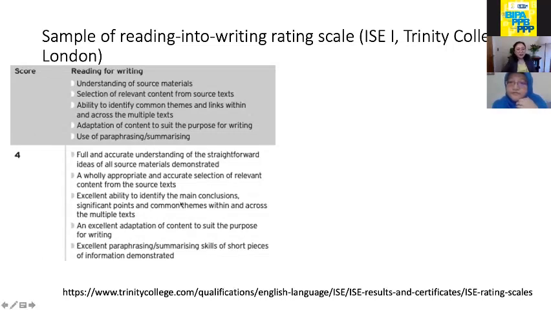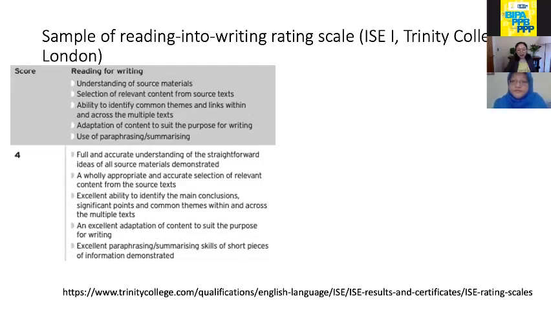So if you take a look at this IC rating scale at band 4, I wonder if you can see this one at the very bottom here. Band 4, the highest band, has excellent paraphrasing and summarizing skills of short pieces of information demonstrated. Okay, so it's not a lot of lifting. Information is taken from the source texts, but it is also paraphrased or summarized, for example.